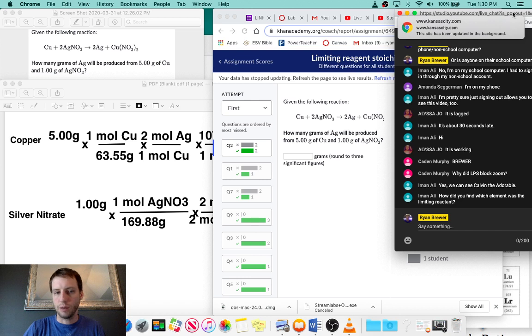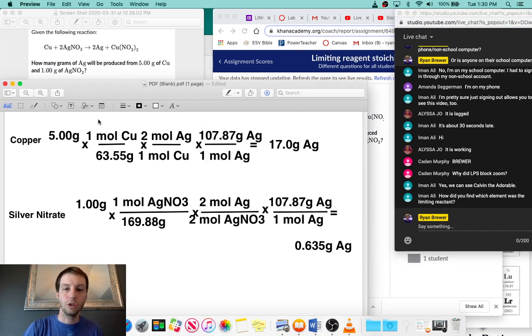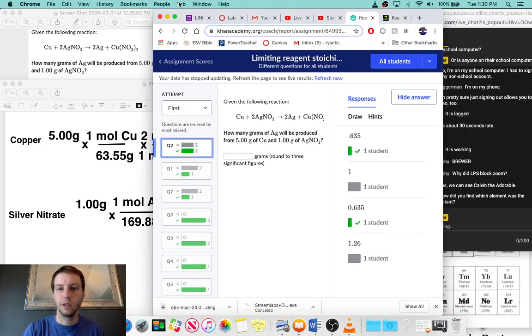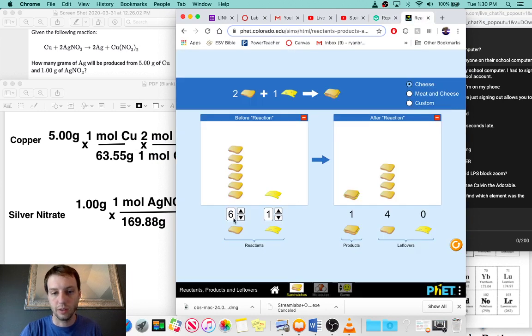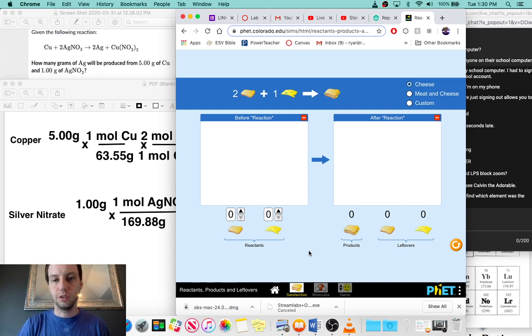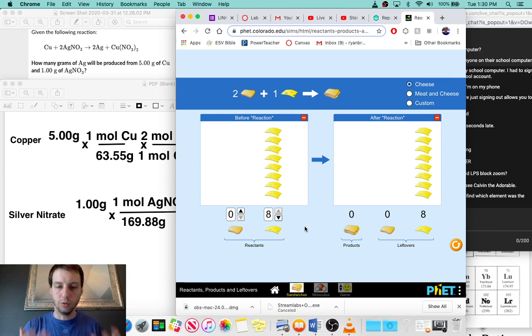That is a limiting reactant problem. I solved for both reactants and figured out which one made less. The one that makes less has to be your limiting reactant. Just like if I were to look at these cheese sandwiches, I know that there's 2 pieces of bread for every 1 piece of cheese to make 1 sandwich. If I said I give you 10 pieces of cheese, 8 pieces of cheese, that's as high as we can go, and 2 pieces of bread, how many sandwiches can you make? Well, you would instinctively say 1 sandwich.